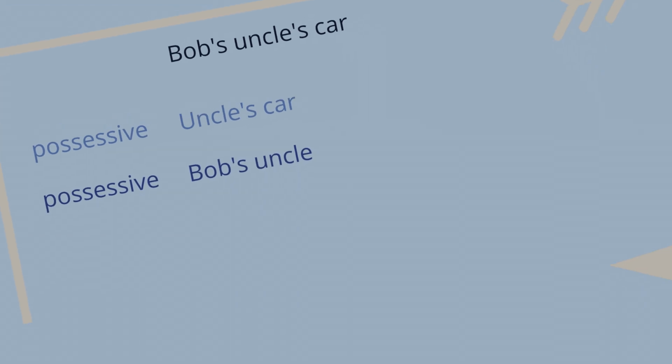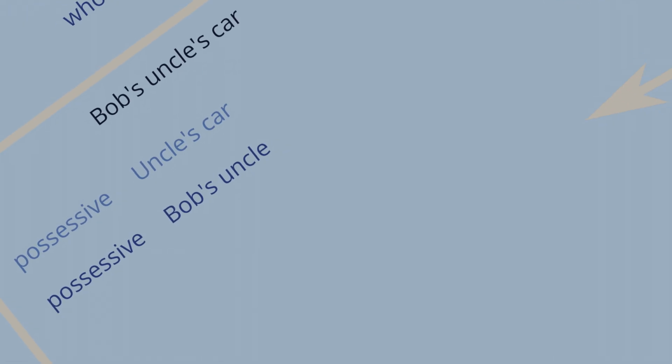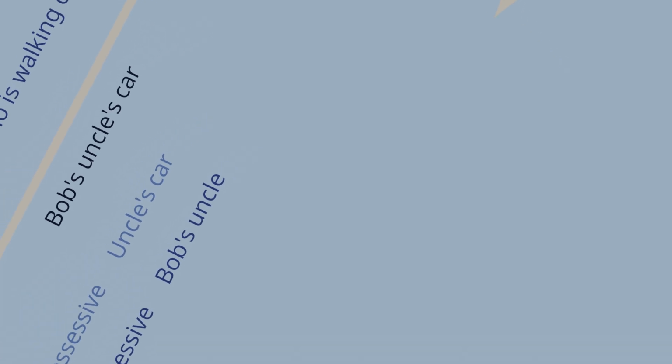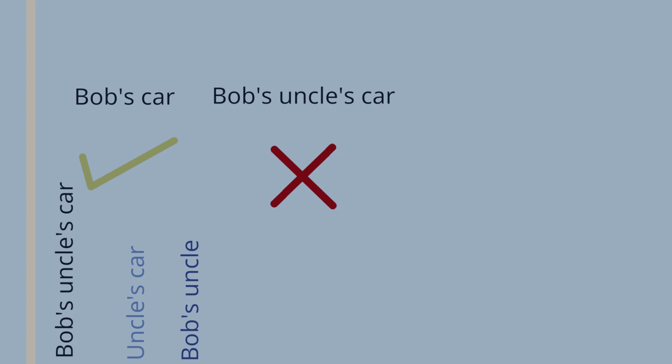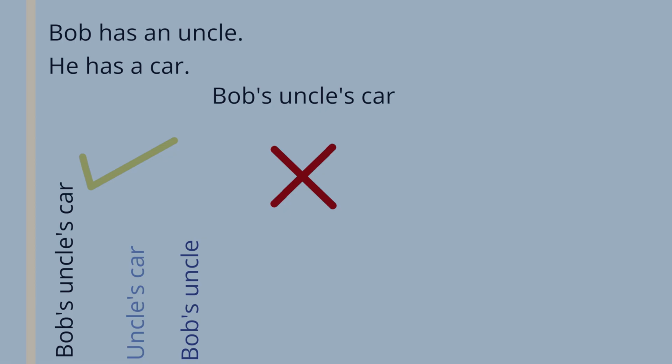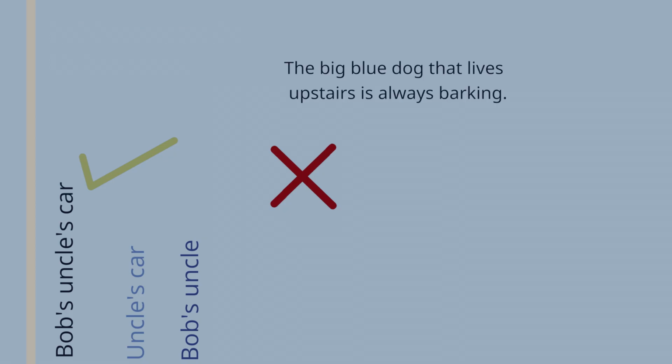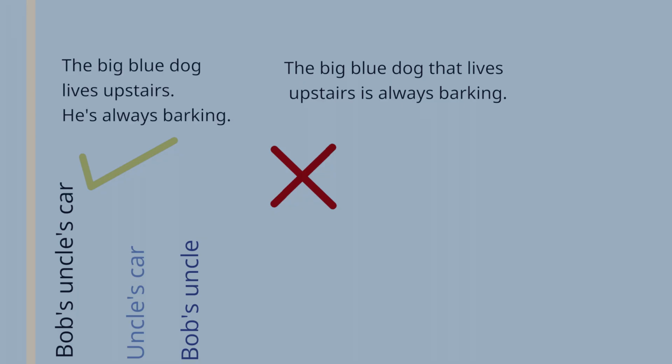And it's this, self-embedding, that Everett claims Pirahã lacks. In Pirahã you can say Bob's car, but not Bob's uncle's car. Instead of Bob's uncle's car, you'd have to say something like, Bob has an uncle, he has a car. You can't say, the big blue dog that lives upstairs is always barking. You'd have to say something like, the big blue dog lives upstairs, he's always barking.